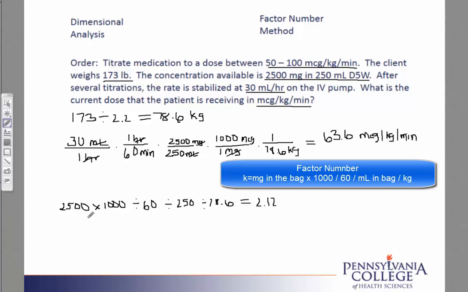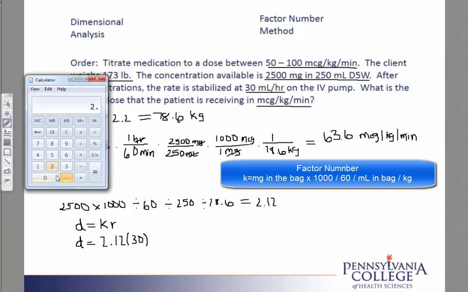The next step in a factor number problem is to use the formula D equals KR. In this problem, we know our K value, we know our rate, and we're trying to calculate the dose. So D equals, using substitution, 2.12 times the rate that's set on our IV pump of 30. Again, I'll go to my calculator and do the math. 2.12 times 30 gives me an answer of 63.6, exactly the same answer that I had calculated by the other method.